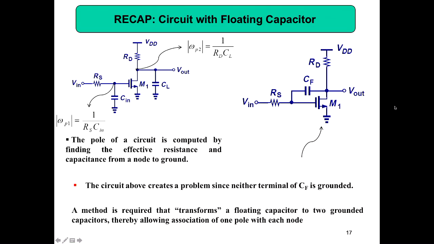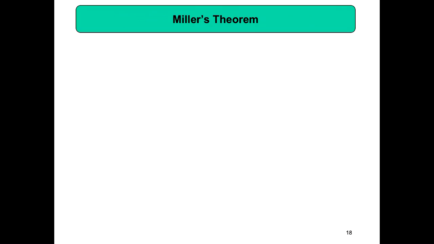A method is required that transforms a floating capacitor to two grounded capacitors, thereby allowing association of one pole with each node. If we can do something like that, it is easy for us. You might think that without splitting the capacitor, we won't be able to find out a pole. That is not correct. You can find out, but that is a lengthy and complex process. This may be a simple circuit, but when you have a multi-stage circuit or many capacitors, that can become complex. So that is called Miller's theorem.